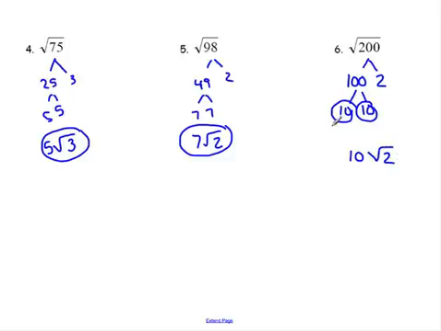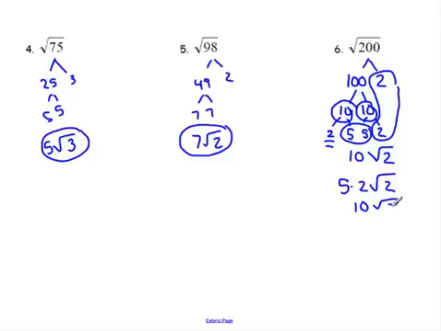Some people will actually continue this and say, well, this is 2 and 5, and this is 5 and 2. And what they'll say is, well, I have a pair of 5s, so they'll bring a 5 out front. They'll say, hey, I have another pair of 2s, so I'll bring that out front, and what's left over is this 2, which goes here, and in the end, you still get the same answer, 10 times the square root of 2.